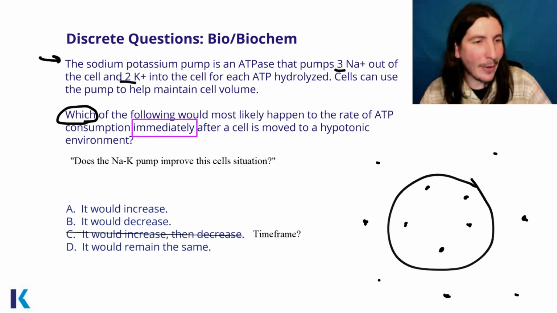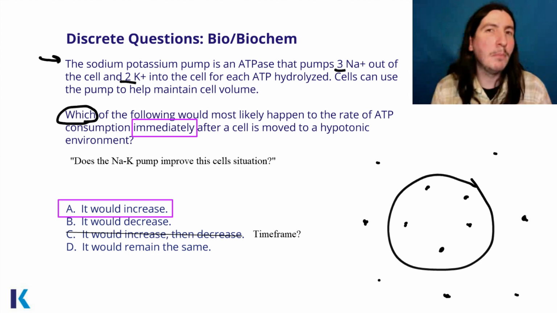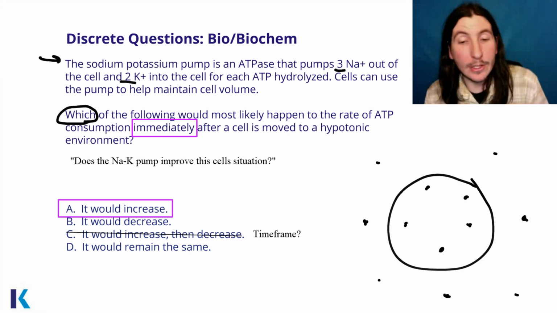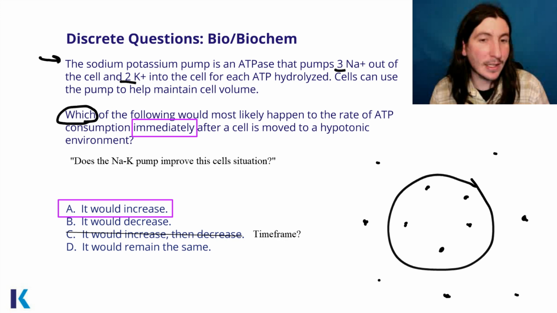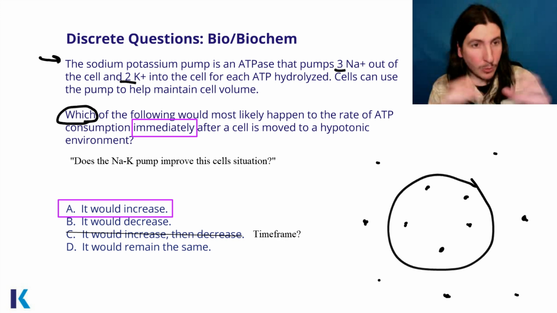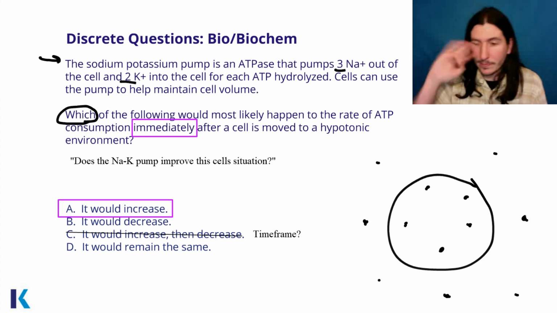All right, and now as I have a large majority of you saying, that means the correct answer must be A. It's going to use the sodium-potassium pump to keep itself from dying, because otherwise water would rush into that cell and its volume would go up until it lysed.